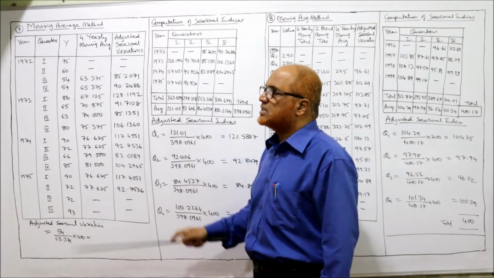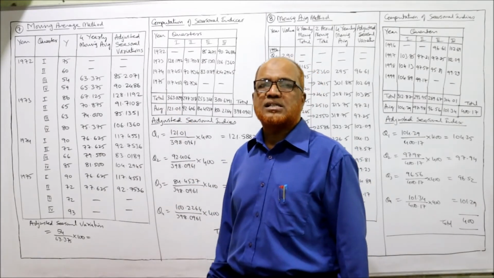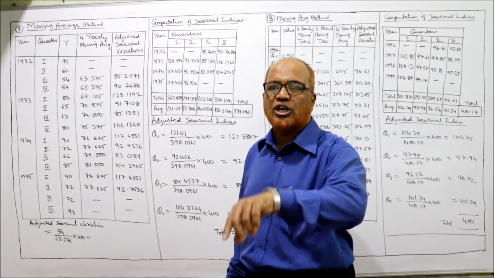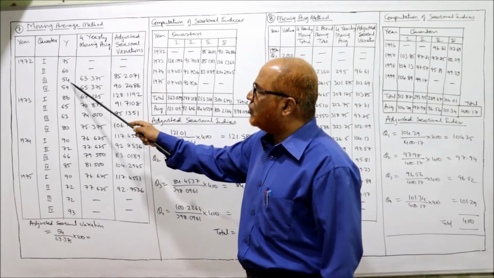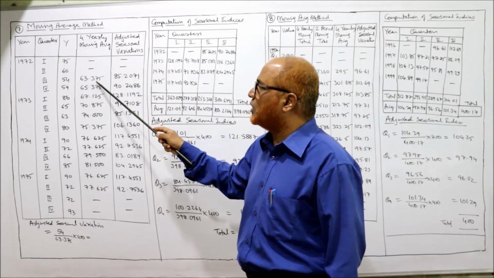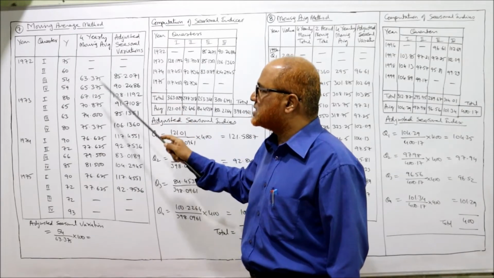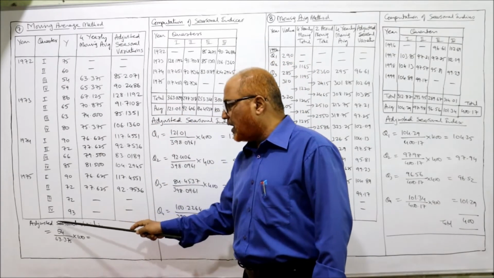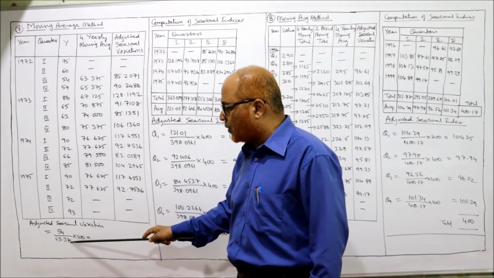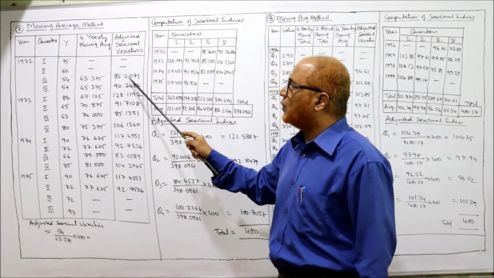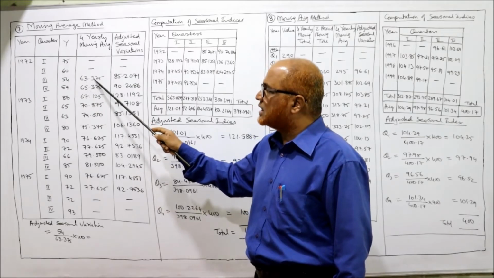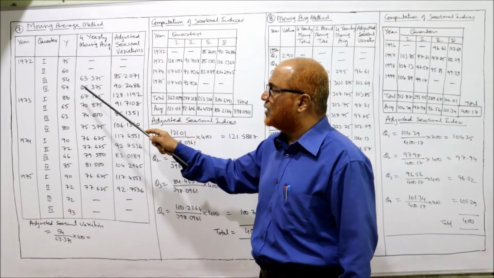Now adjusted seasonal variation. How to find out adjusted seasonal variation? Actual value divided by moving average into 100. What is the actual value of third quarter here? 54. What is the 4 yearly moving average? 63.375. So adjusted seasonal variation is equal to 54 divided by 63.375 into 100. You will get 85.2071.